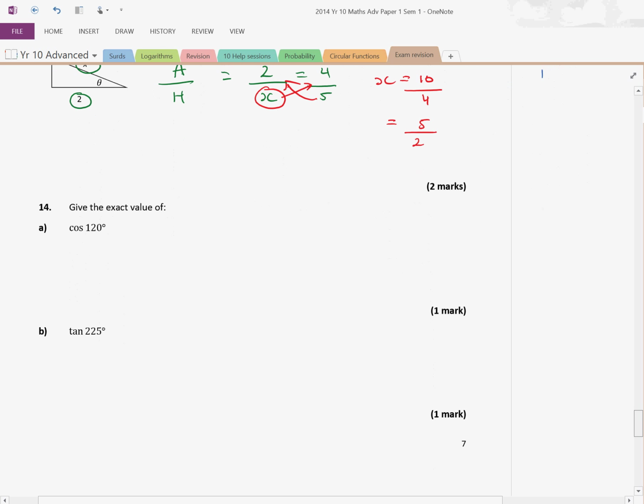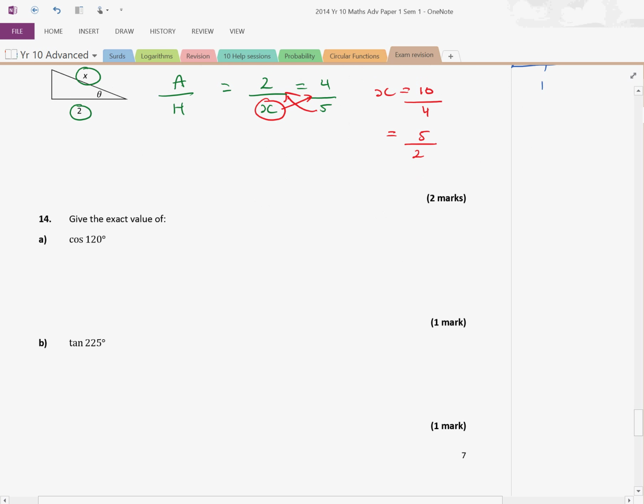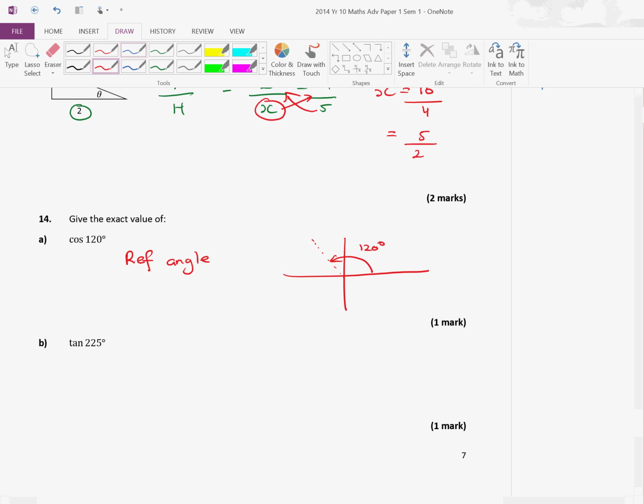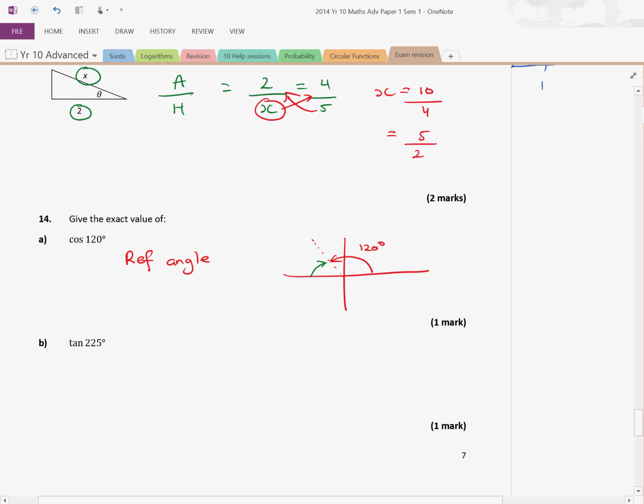Give the exact value of cos of 120 degrees. First of all, what's the reference angle? It is 60 degrees. If I draw 120 here, that's 120 degrees, but I'm asked for the angle to the horizontal. So that reference angle there is 60 degrees.